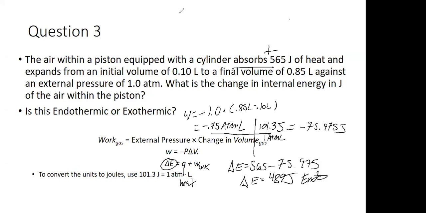76.01, yeah, close enough. That's only different by 0.04. So yeah, not going to make any difference. So remember, if energy is leaving, it's exo, that means it's negative. If it's going in, it's endo, and that's positive.